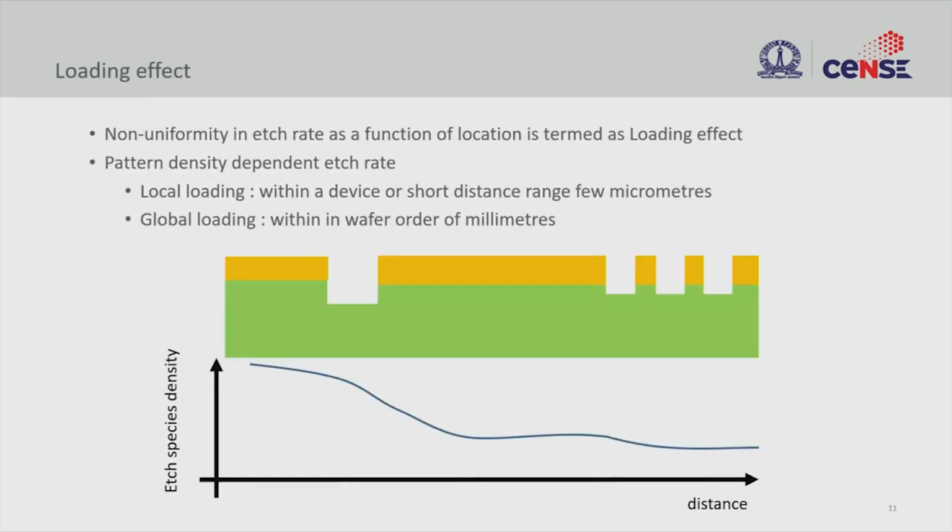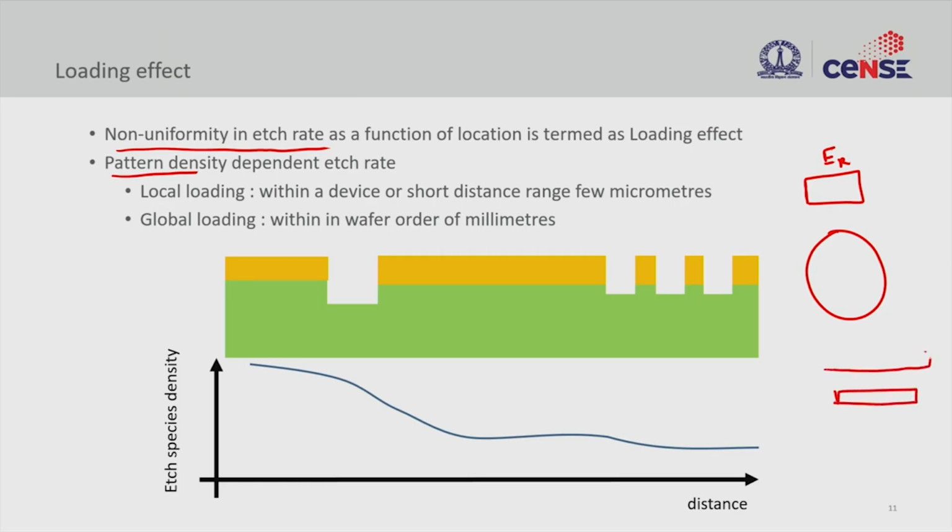So another important thing to note in dry etching is loading effect. Loading effect is nothing but a non-uniform etch rate, as a function of distance, as a function of location within the sample or within the wafer. So if the etch rate is non-uniform, we call this etch non-uniformity, or there is an etch loading. This is primarily based on pattern density coming from the design and the exposure. The other reason could be non-uniformity in plasma as well. So we saw that if you keep the wafer and then you create a plasma like this.